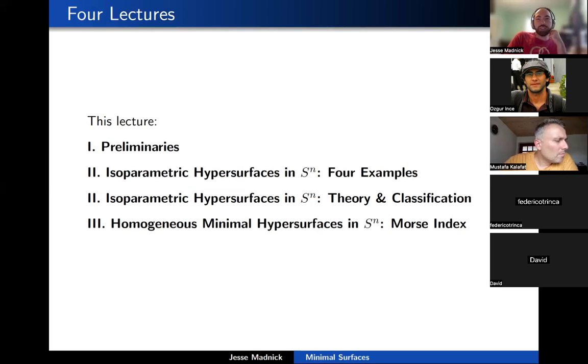Then in part 2, we'll give some examples. In part 3, we'll discuss the theory and the extent to which isoparametric hypersurfaces in round spheres have been classified. And then finally, that should be Roman numerals 1, 2, 3, and 4, obviously. Then in the last part, we'll discuss the Morse index of these things.